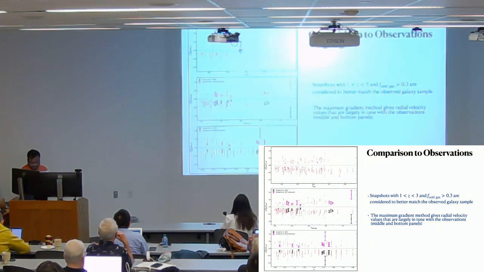We can also see the agreement with gas fraction. Genzel has measurements of gas fraction. He also has measurements of redshift, and again, the data pretty much lies in the region of the observations.